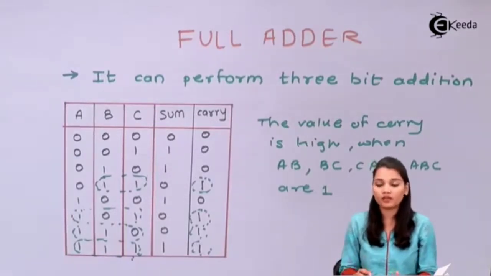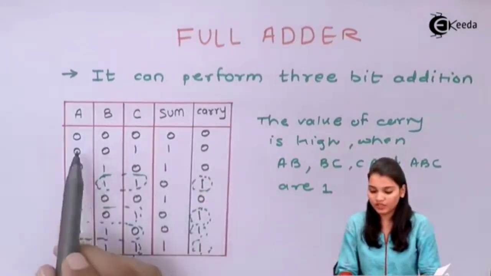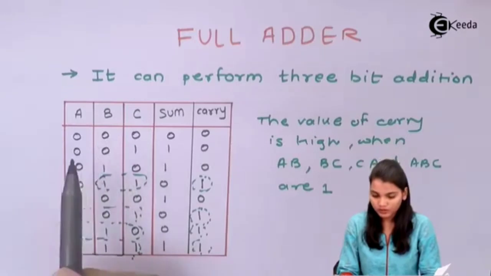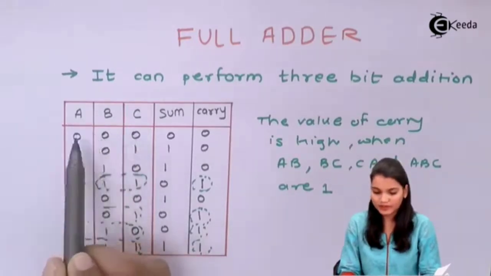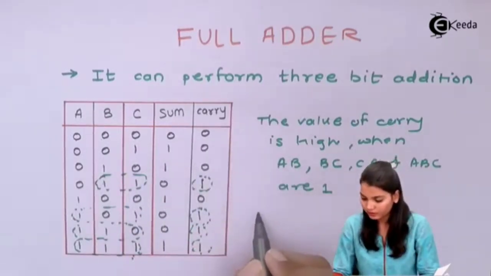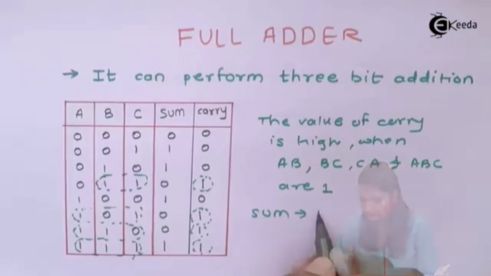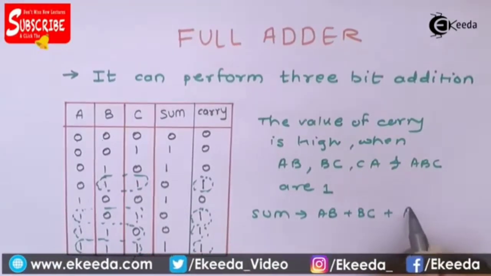Now we have to write down the expression for the sum. For the sum it is a very simple thing. We have performed the addition. How we have performed the addition is, we have taken AB plus BC plus CA. So similarly you can perform the addition. If we consider the sum, this is AB plus BC plus AC.